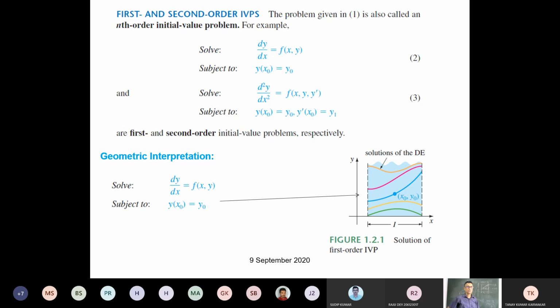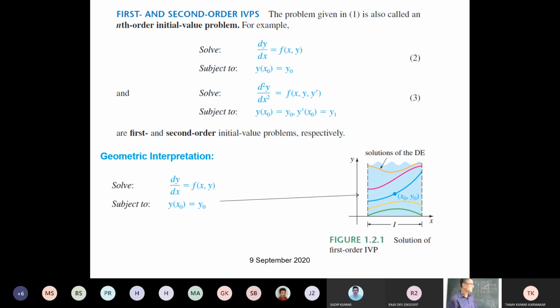You have to find one solution y equal to y of x which satisfies both conditions. But what does the condition y prime of x naught equal to y1 mean? It is the slope at point x naught. Exactly. We are seeking a solution curve in such a way that at the point x naught, y naught, the slope of the tangent to the curve at that point is given by y1. That's it. As easy as that.